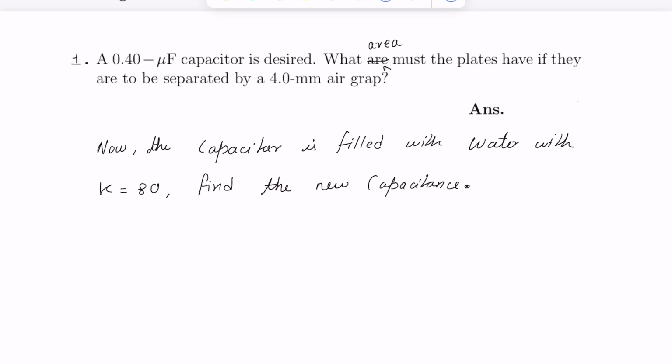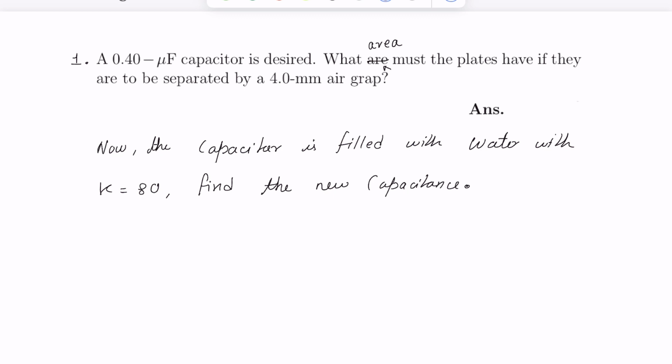Hi, so question 1 is a 0.40 microfarads capacitor is desired. What area must the plates have if they are to be separated by a 4.0 mm air gap? And there's a second part to the question. It asks you, if now the capacitor is filled with water with K equals 80, find the new capacitance.